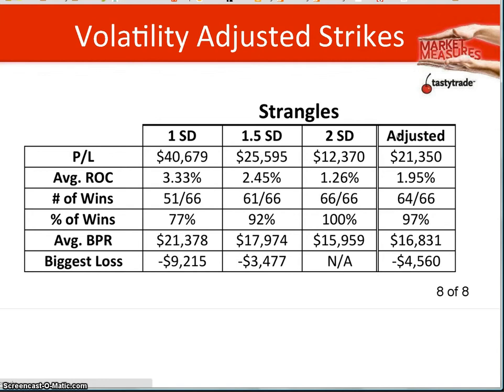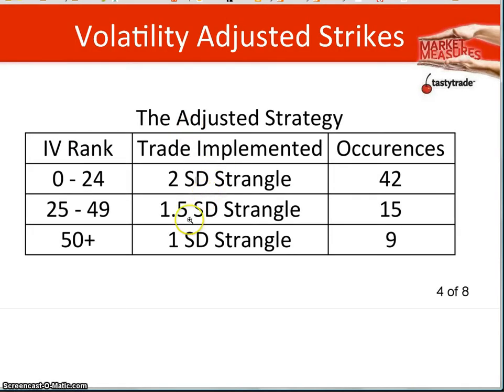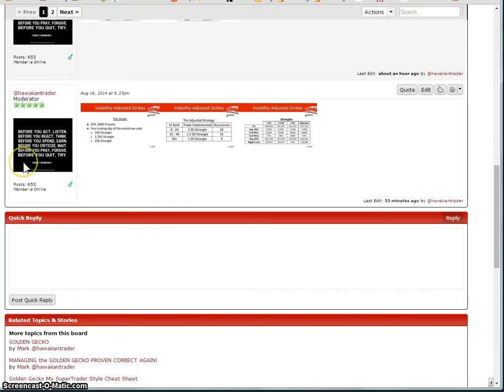So if I were you guys, I would print this out, and if your IV rank is above 50%, do a 1 standard deviation triangle. If it's lower, go wider. It worked on the SPX because you can collect enough. It's a lot harder when you can't collect enough, but that's kind of your guide and what you can use.